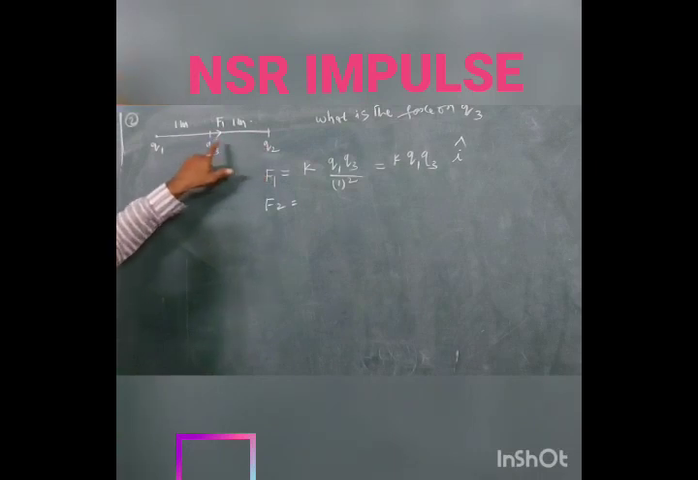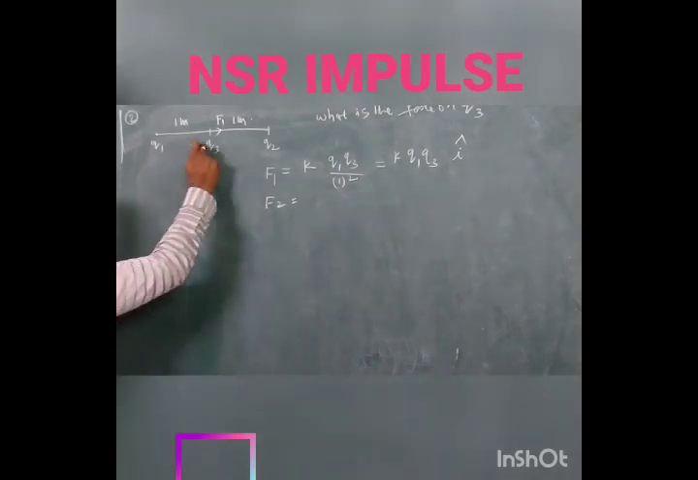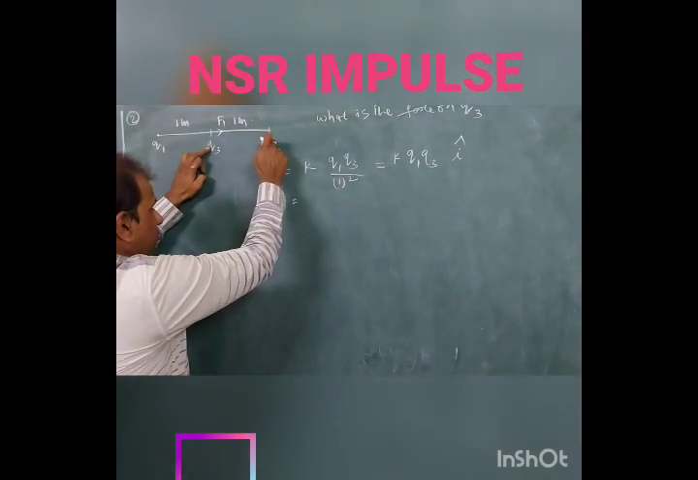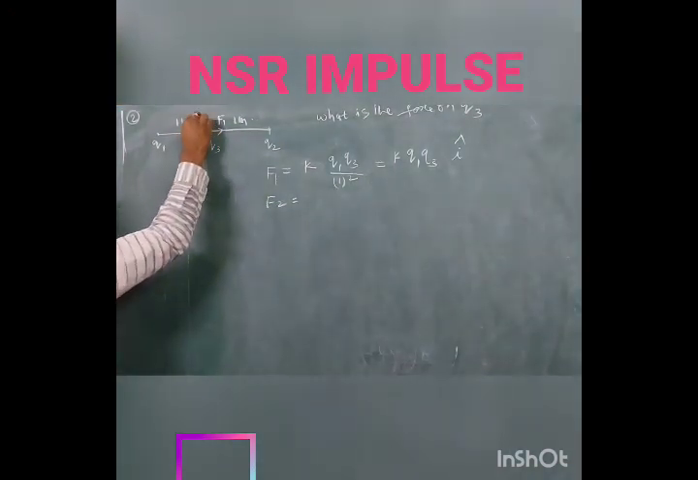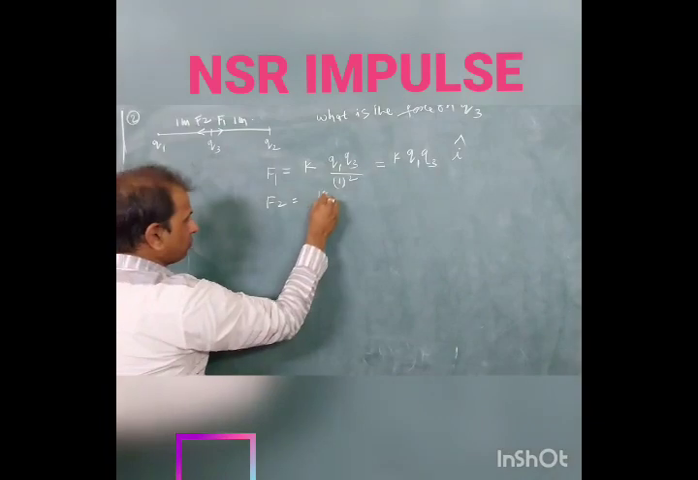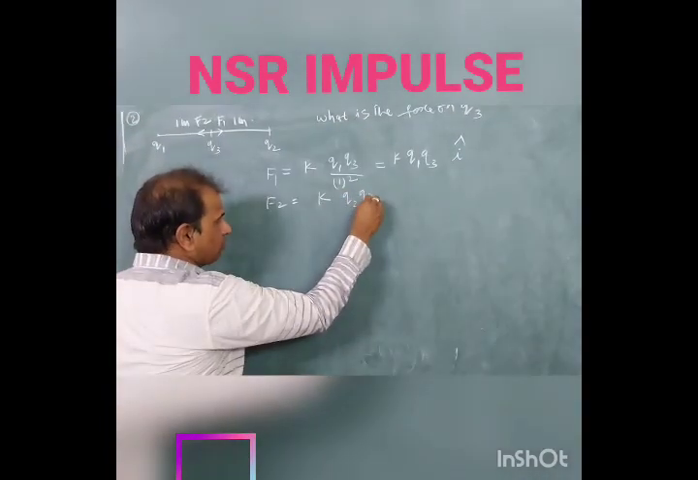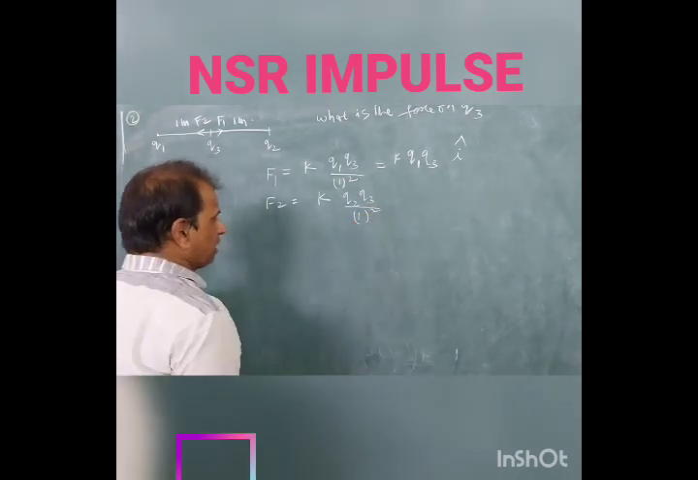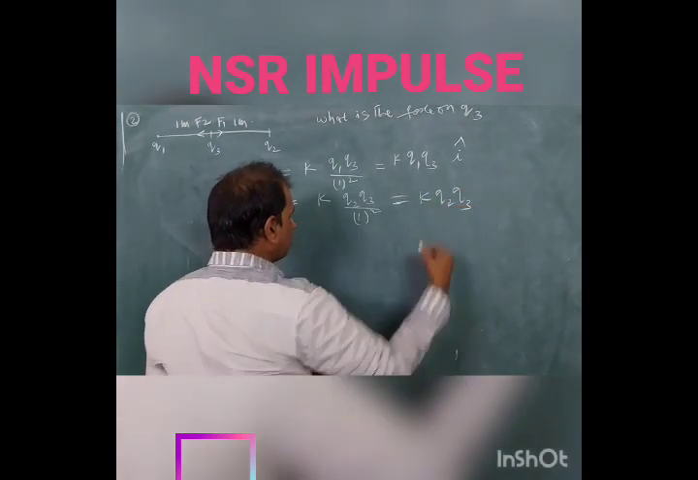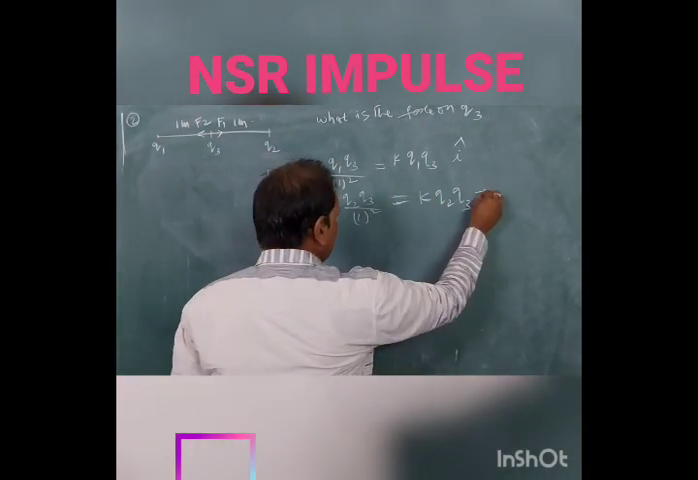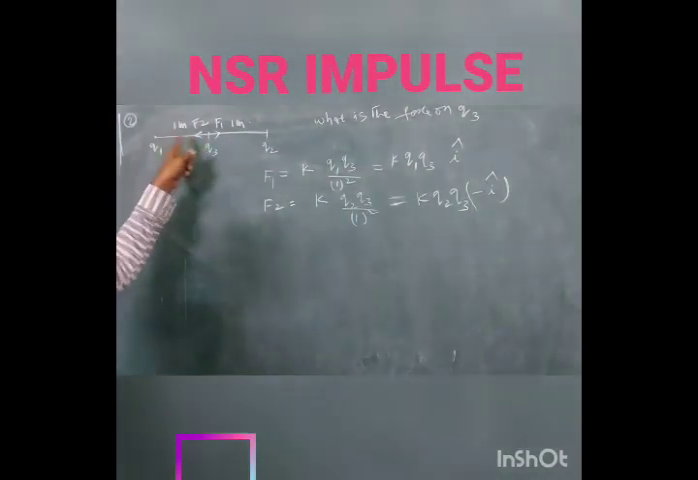So Q2 also repels Q3 because these two are positive charges. So this will be repelled by Q2 in this direction. So it will feel the force in this direction. So this is F2. F2 is equal to K Q2 Q3 by 1 square, which is equal to K Q2 Q3 in this direction, minus i cap, negative x-axis.